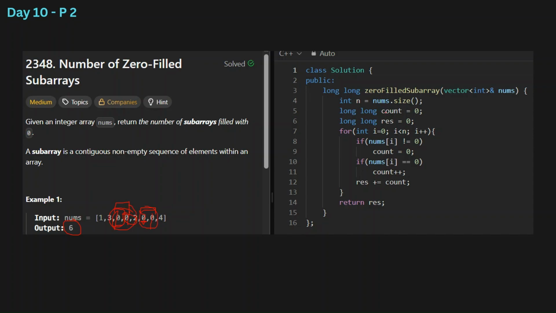For the solution, we initialized count as zero and result as zero, and then we traverse the whole array. If the number at I is not equal to zero, we set the count as zero. If it is zero, then we increment the count, and then we add the count to the result. So if these two zeros are side by side, the count will be 2, this 2 will be added to the result, and then we return the result.